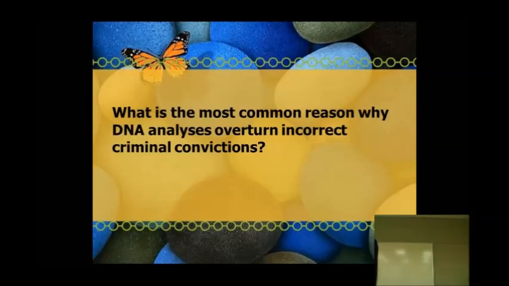So what is the most common reason why DNA analyses overturn incorrect criminal convictions? It's because eyewitness testimony is so shaky. It turns out it's so hard to say this person committed a crime, and a lot of times people don't see what happened, but the DNA doesn't lie.